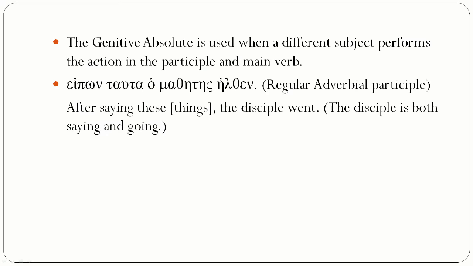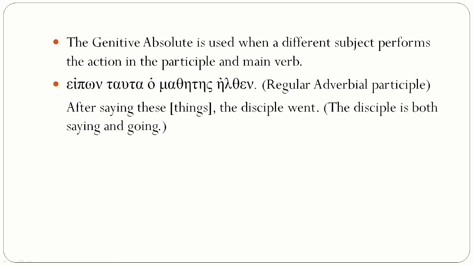All right, have a look at this sentence here. Eipon tauta ho mathetes elthen. I've put here, this is a regular adverbial participle. Your main sentence there, ho mathetes elthen, so the disciple went. That's your main sentence. Now with the regular adverbial participle, you have eipon, which agrees with ho mathetes. This is a nominative masculine singular. Therefore, you have a regular adverbial participle.